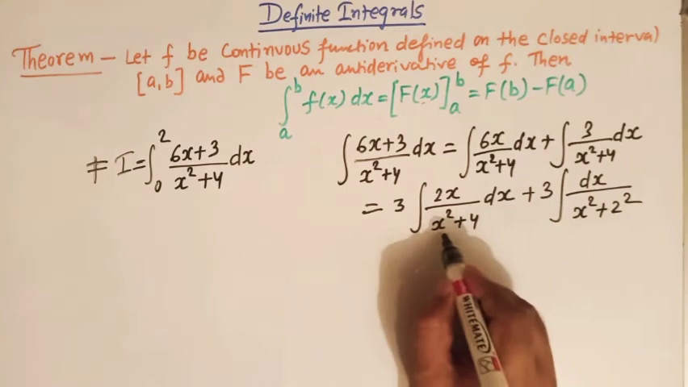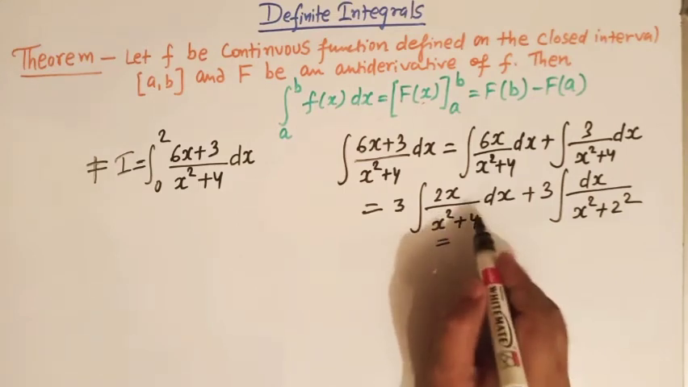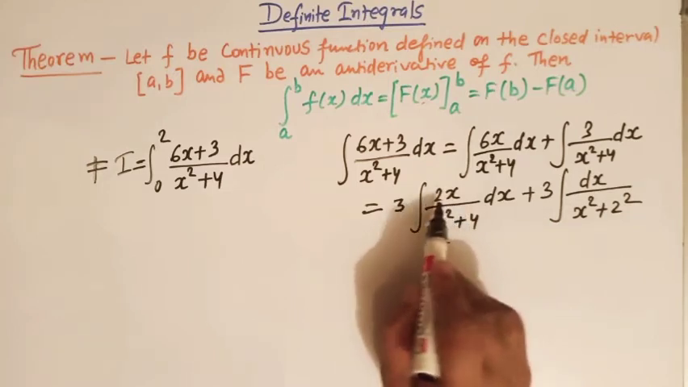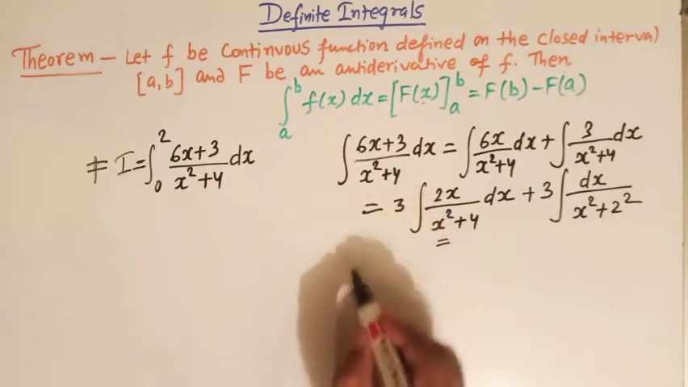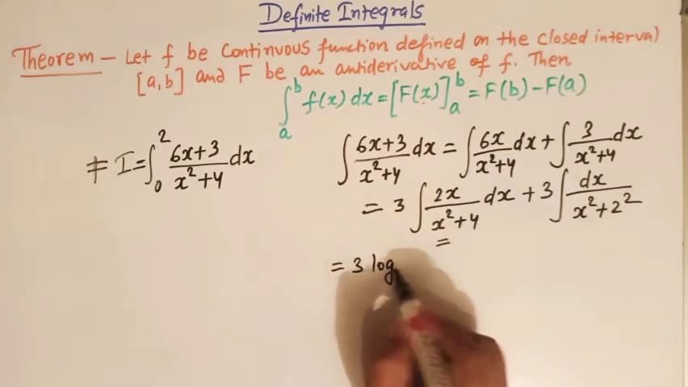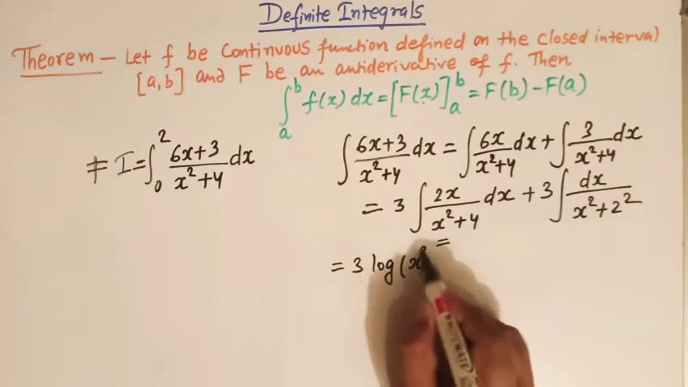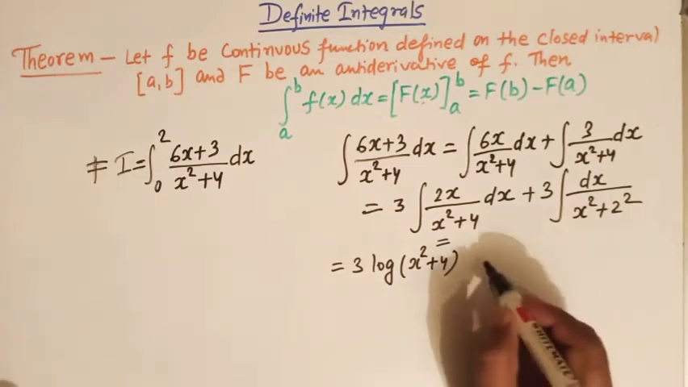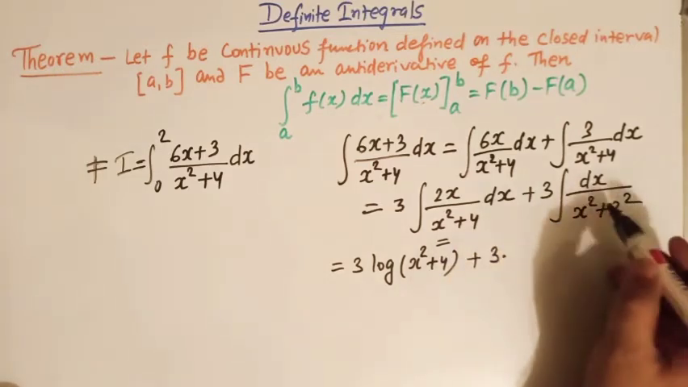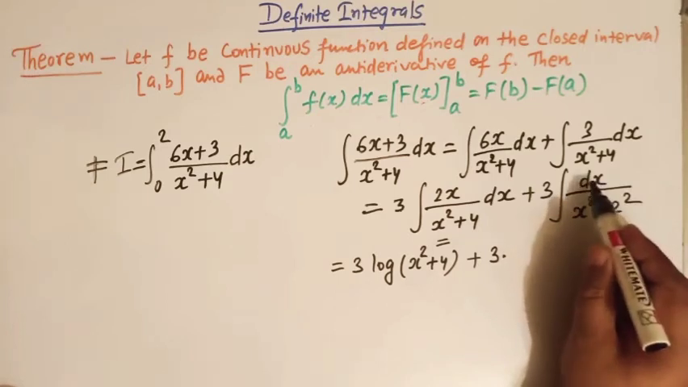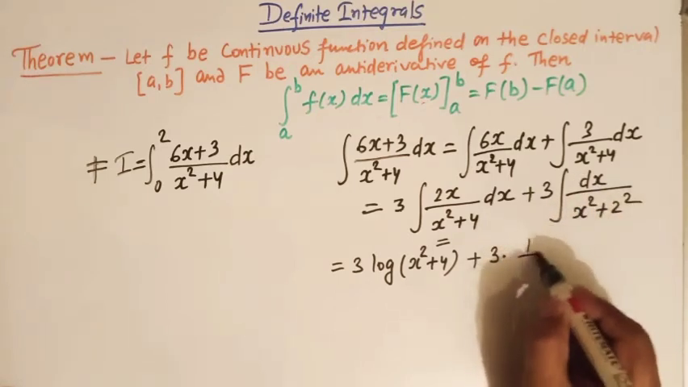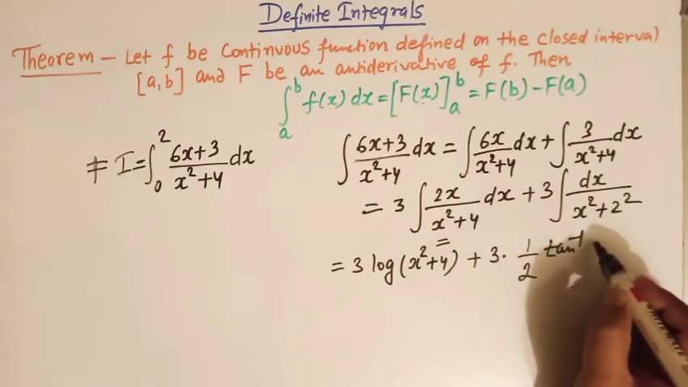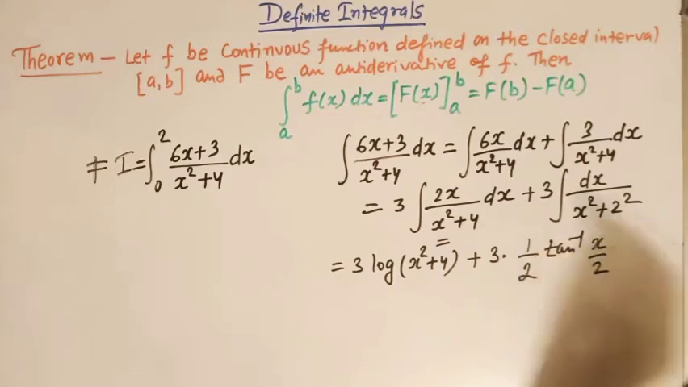Now in the first integral we see that the derivative of the denominator is present in the numerator. So this is 3 times log of x square plus 4, right? Okay, and then we have 3 times the integral of 1 over x square plus 2 square, which is 1 over 2, and then we have tan inverse x over a, that is x over 2, right?